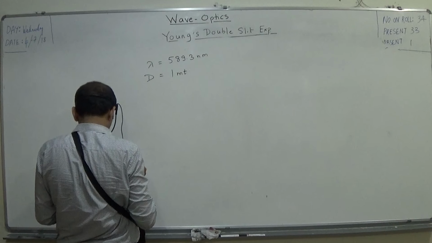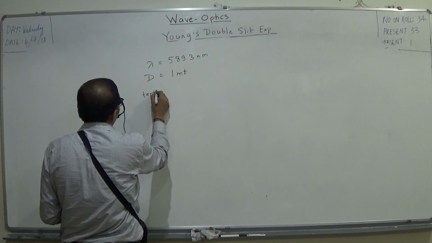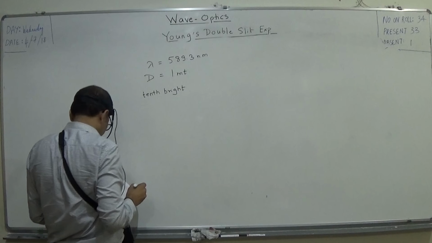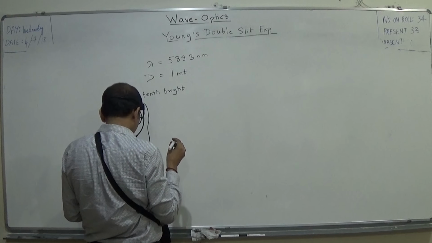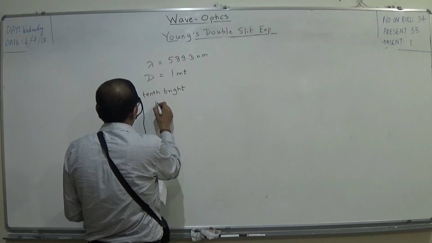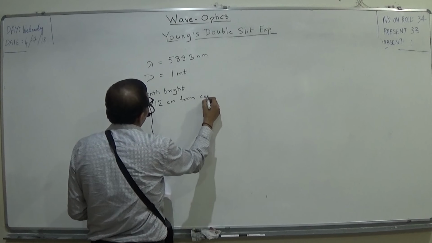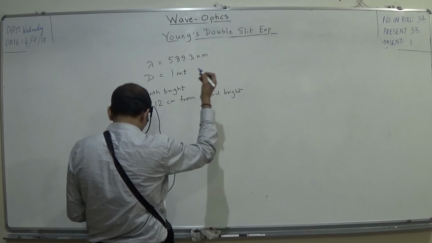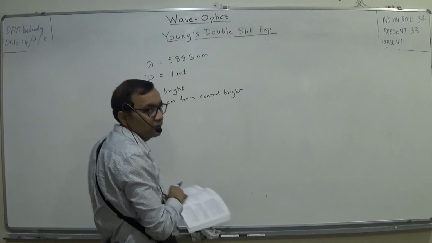What is given is the 10th bright fringe. The 10th bright fringe has its center at a distance of 12 centimeter from central bright. Okay? Find out the separation between the slits. Small d is what?